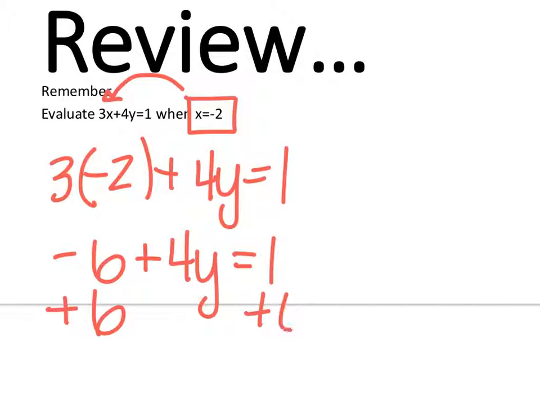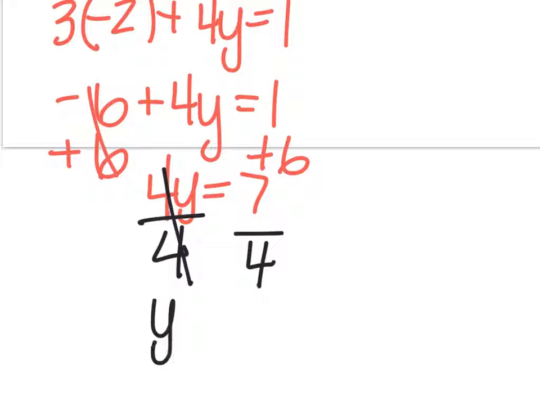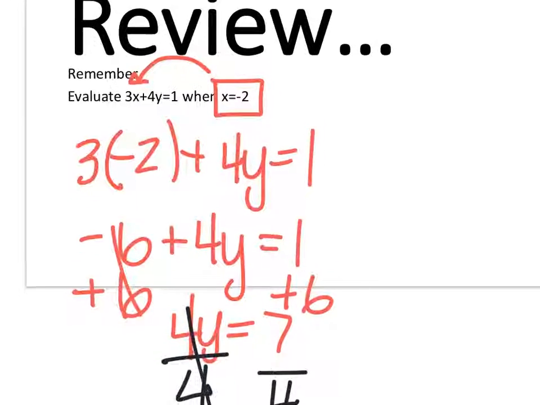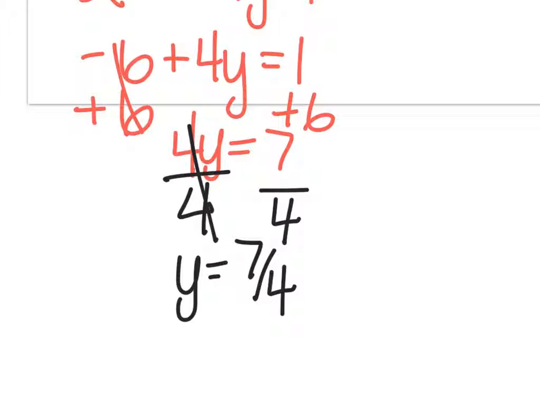And that's where I'm going to add 6 to both sides. And then I know all of you are going to freak out when you see this, but to completely get y by itself, I divide by 4, and I end up with a fraction of 7/4. We're going to use this exact same idea with two equations and two variables instead of one equation and a variable that equals a number.